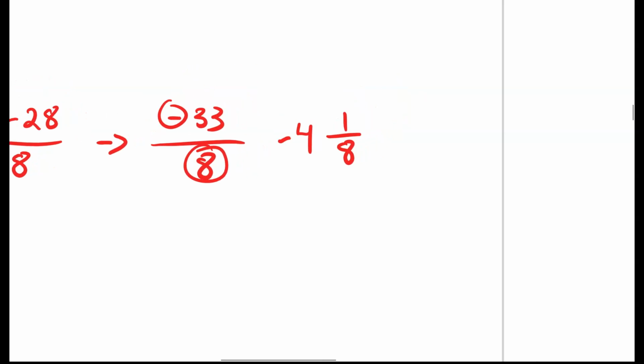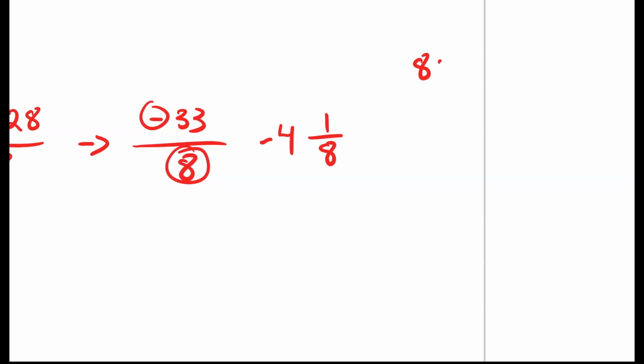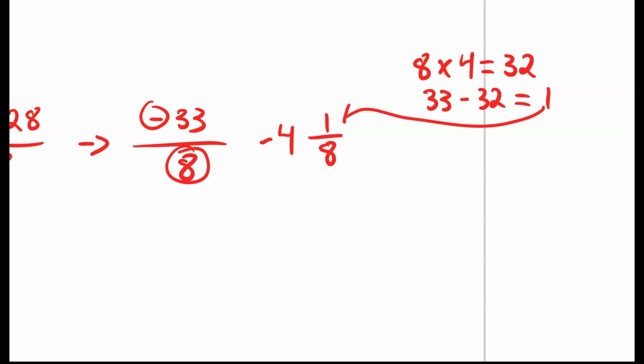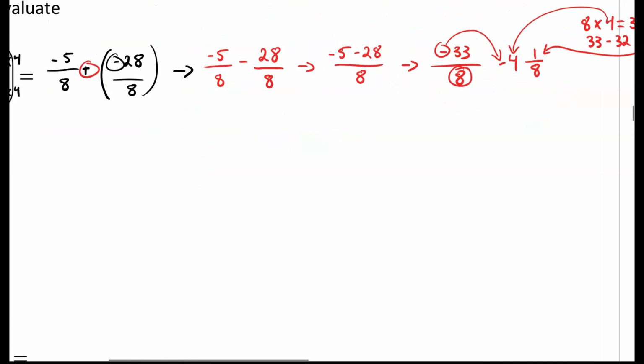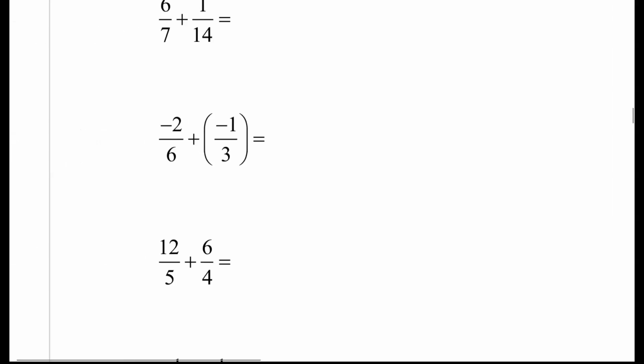So the way that you could also look at this is 8 times 4 equals 32. So it went into 33 four times, and we have 33 subtract 32 equals 1. So that 1 comes on top, and that 4 is right here. And the most important thing is don't forget your negative, which is coming right from there. Let's do another example as well to help you along with your homework.